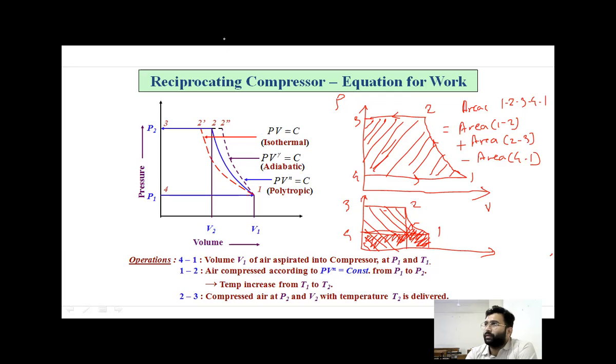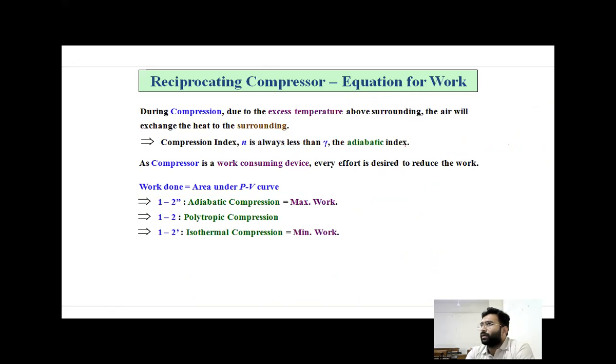The 2 to 3 area is simple, it is P2 V2. The area of 4 to 1 is simply P1 V1. So your final equation becomes (P1 V1 minus P2 V2) divided by (n minus 1), that is the area under 1 to 2, plus P2 V2 minus P1 V1. This way, we are able to calculate this area. So this way we will get the work required to drive the compressor. We'll go to the derivation and then we'll understand.